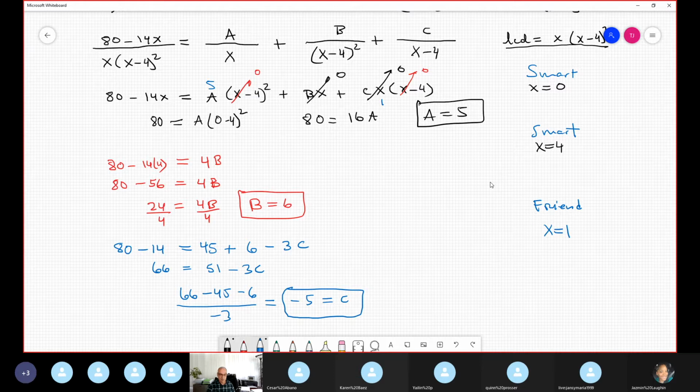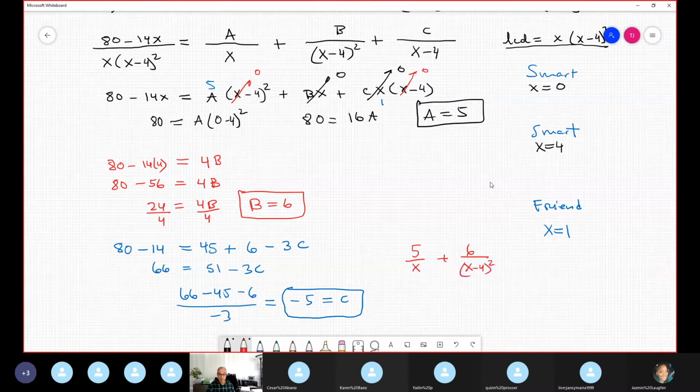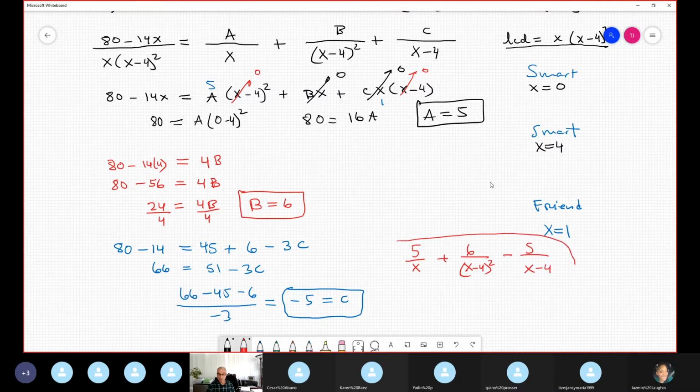So what is my final answer? My final answer is: A is 5, so 5 over x, B is 6, plus 6 over x minus 4 squared, and C is negative 5. So negative 5 over x minus 4. And this is the final answer. This is the final answer que corresponde with the option B.